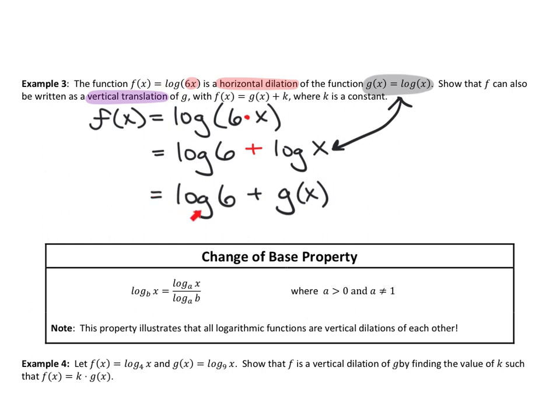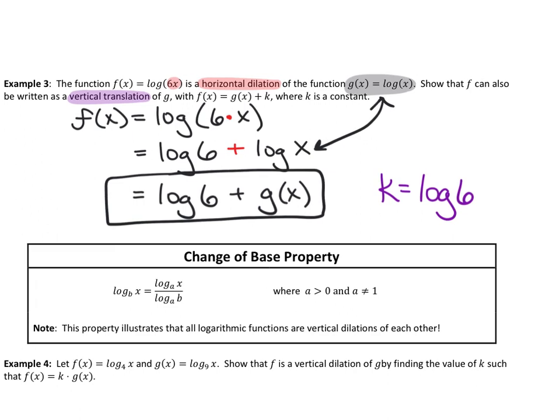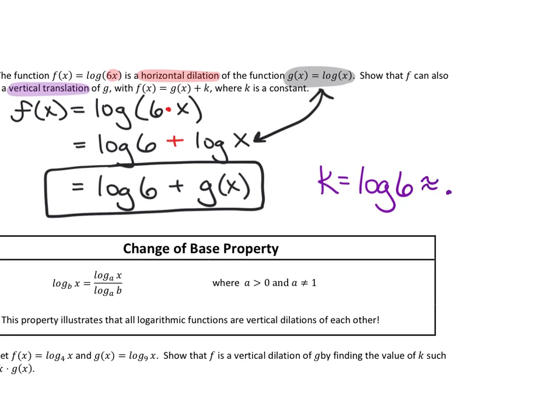There is no variable in this logarithm. This is just a plain number. In fact, it is 0.778. That's just a regular number. If you were to type log of 6 in your calculator, you'd get 0.778. So we can say that this would create the vertical translation as long as k is equal to log of 6, which again is approximately 0.778. So we would have taken the regular logarithmic function and moved it up 0.778 units. That's the same as a horizontal dilation by 6.